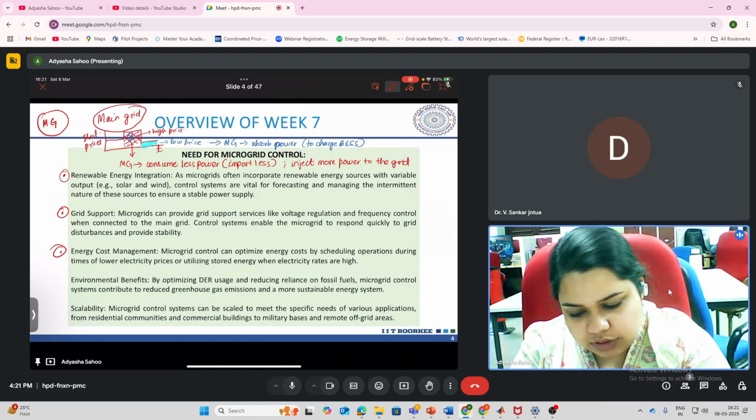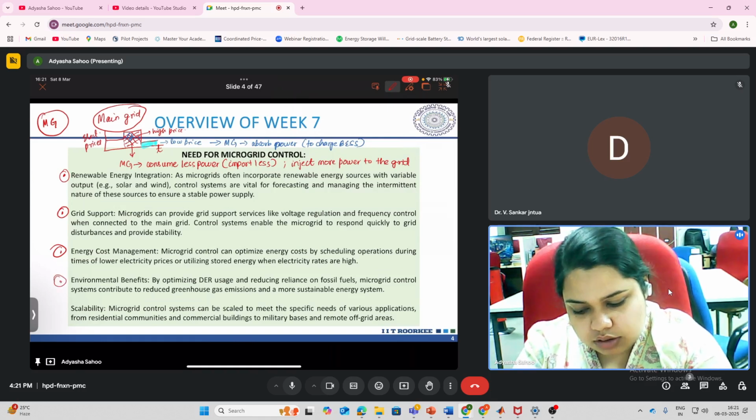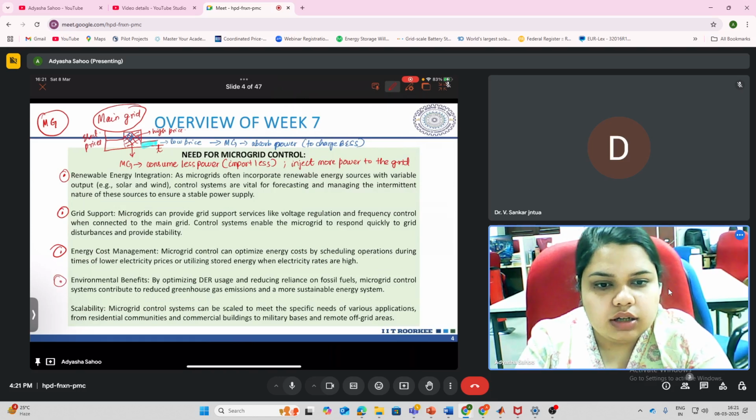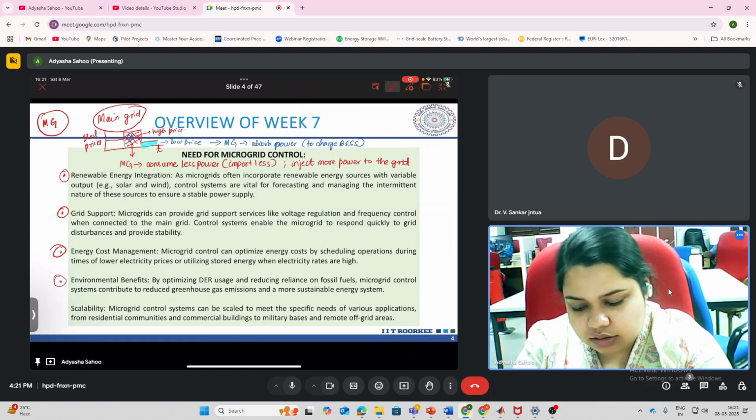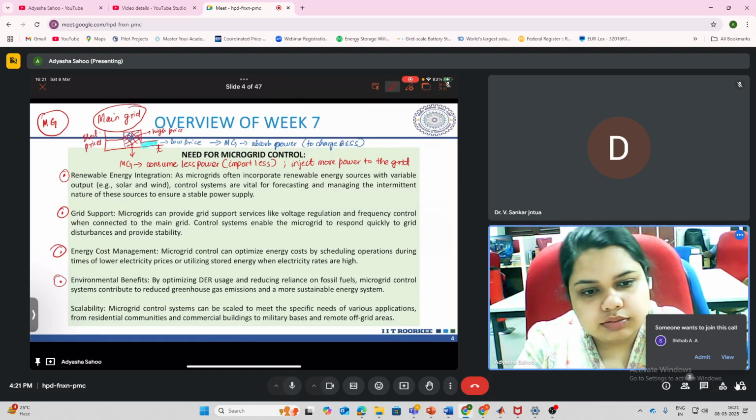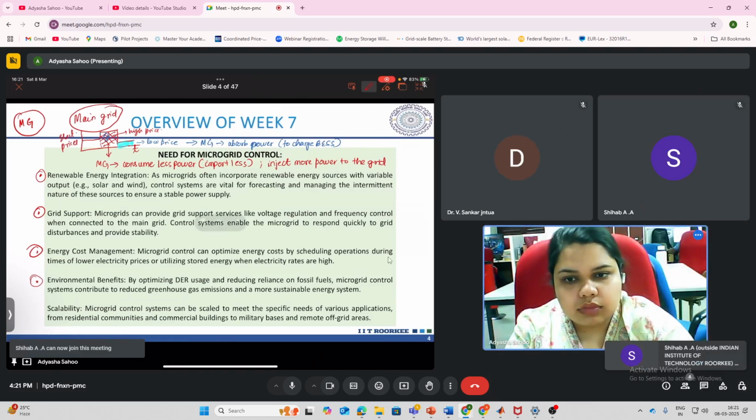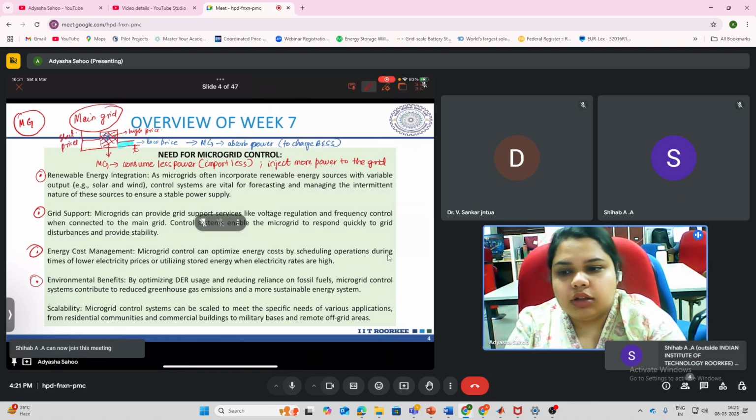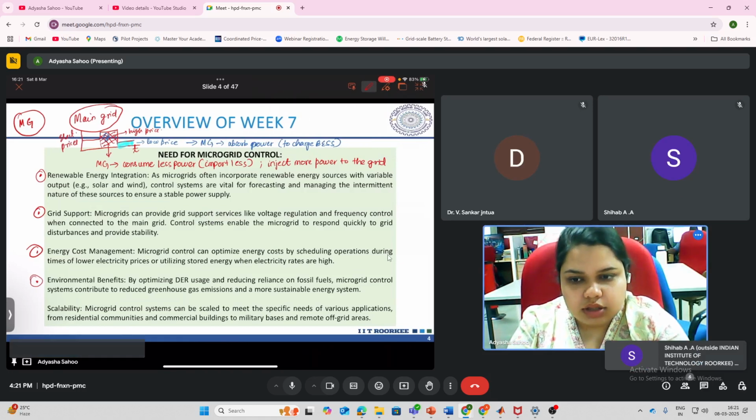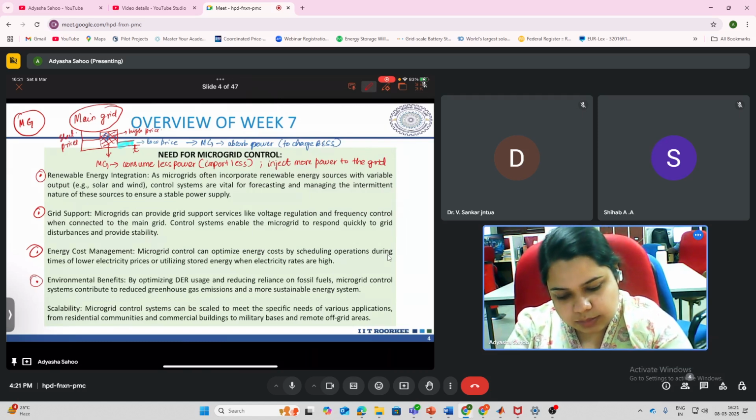Now environmental benefits, this we know. These distributed resources are green energy resources. So they help in reducing the greenhouse emissions and help us move towards our net zero emission targets.